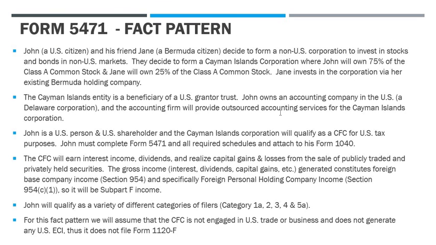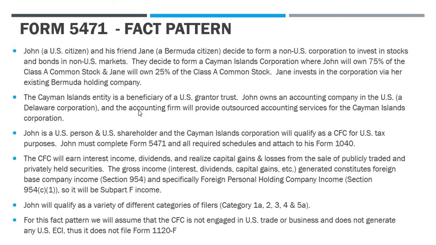Now let's look at the details a bit more so we get a full landscape of what's going on. So we've got, again, John, the U.S. citizen. They're going to form a non-U.S. corp, and they're going to be investing in stocks and bonds in non-U.S. financial markets. So they're going with a Cayman Islands company. John's going to own 75% of the Class A common stock, and Jane is going to own the remaining 25% of the Class A common shares. Now, as we saw in the structure chart, Jane is not going to hold her stock directly. She's going to invest in another foreign corporation, which is going to be her Bermuda holding company.